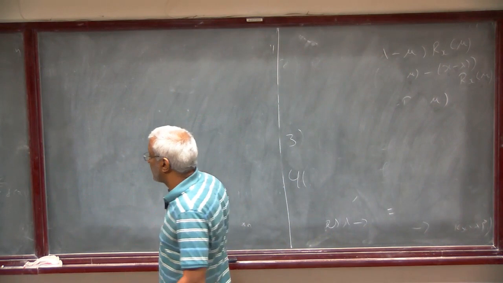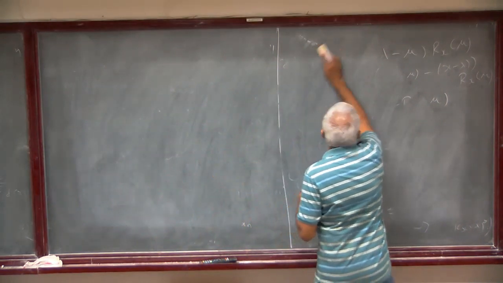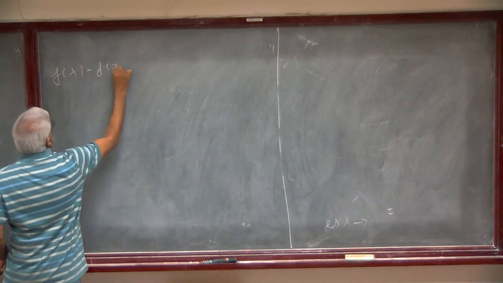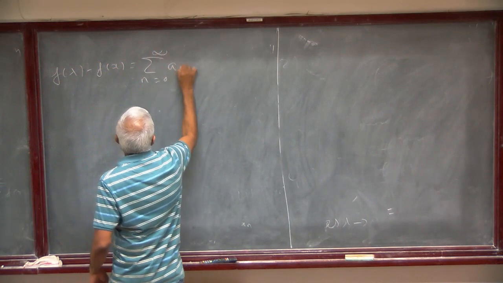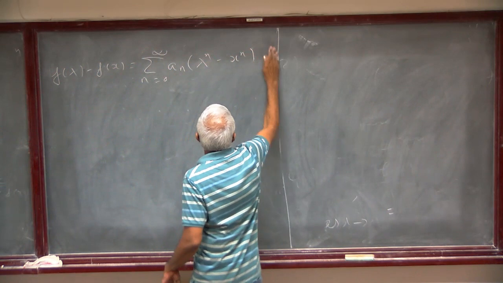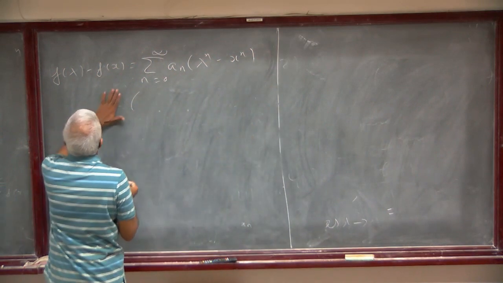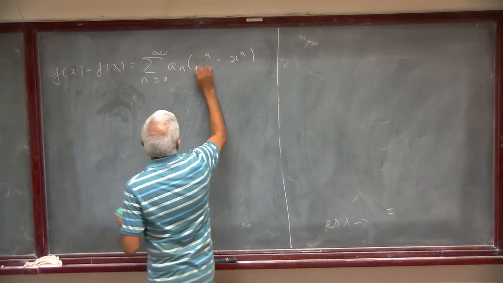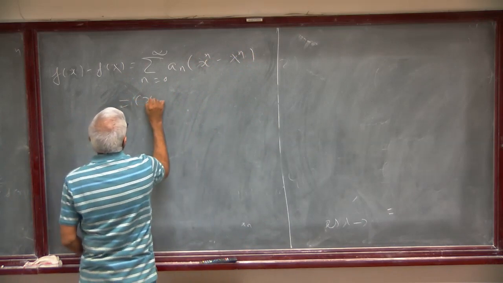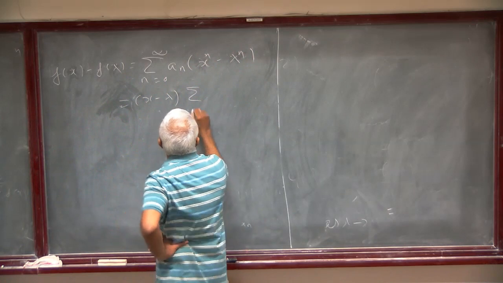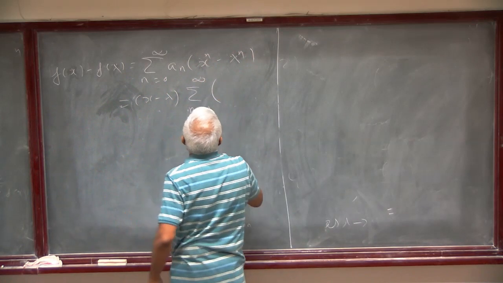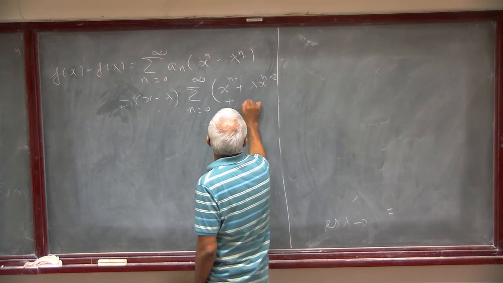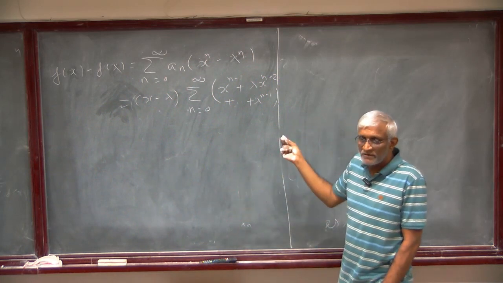So I assume that f of lambda minus f of x is invertible. Then f of lambda minus f of x equals the summation n equals 0 to infinity a_n (lambda^n minus x^n). You can write it as f of x minus f of lambda. This is equal to (x minus lambda) times the summation n equals 0 to infinity, where you get x^(n-1) plus lambda x^(n-2) up to lambda^(n-1), right? This is what you will get.